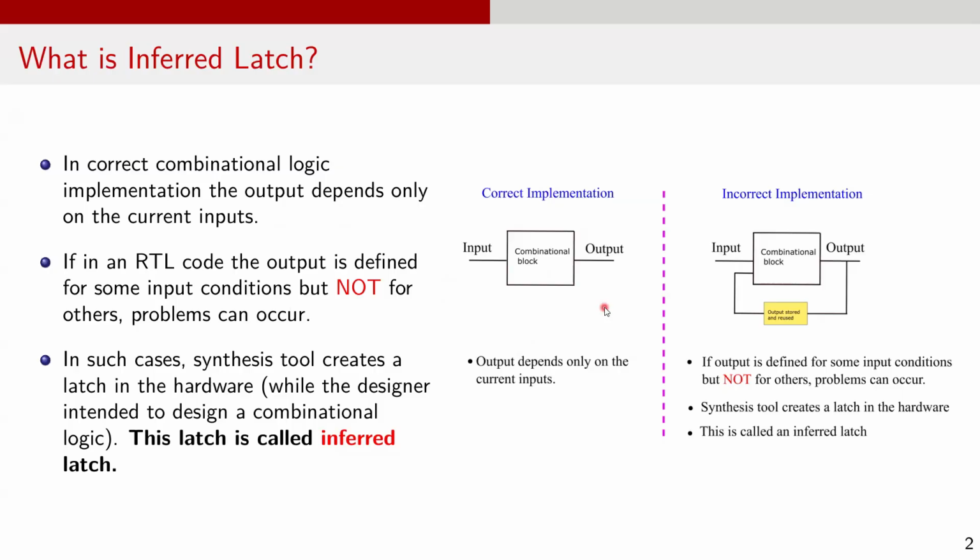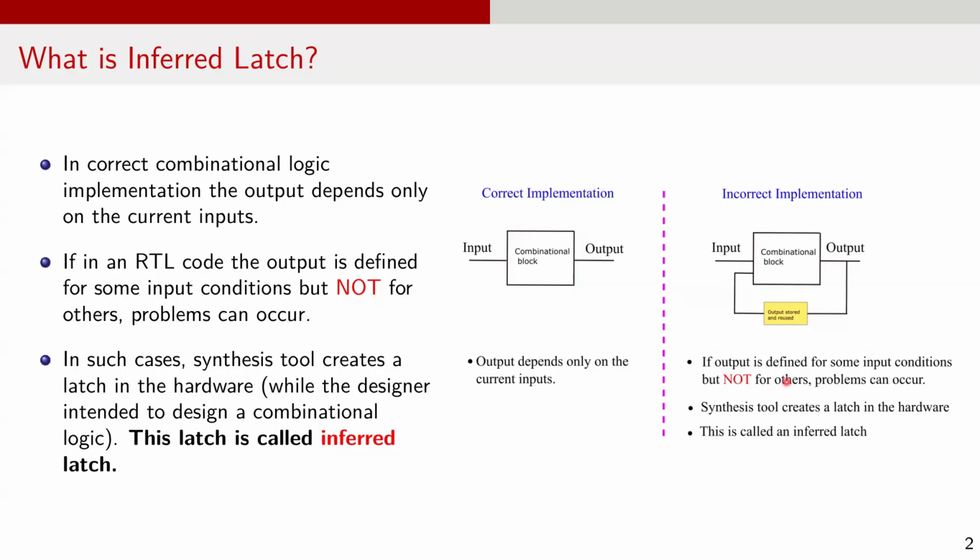In digital design, a correct combinational logic implementation means that the output depends only on the current inputs. In other words, output should never depend on any of the previous values or any stored information. However, problems can arise when an RTL code does not assign output for every possible input condition.